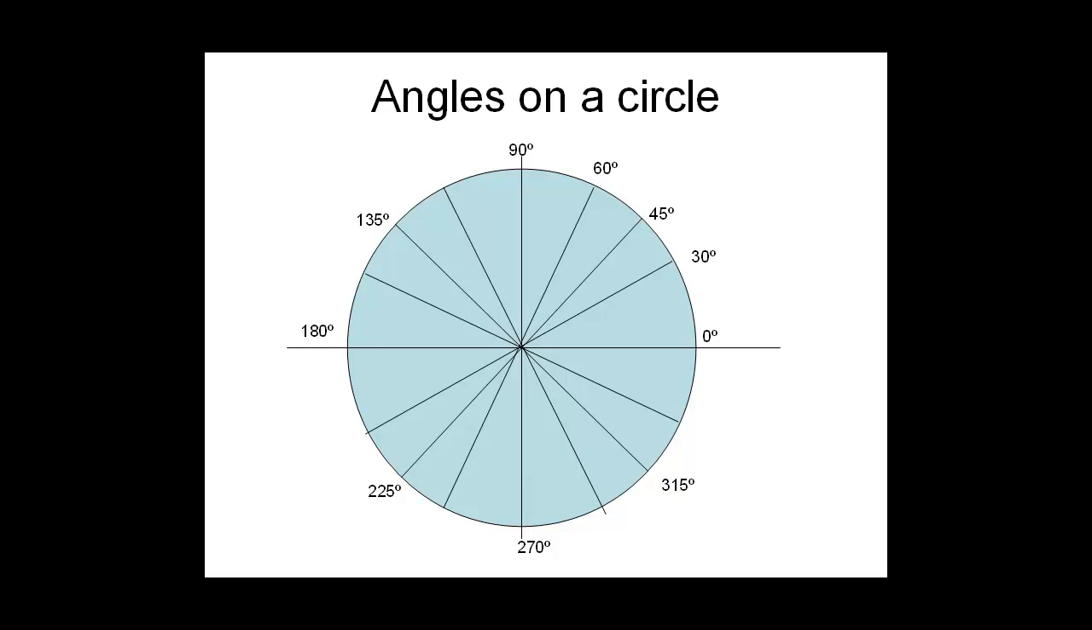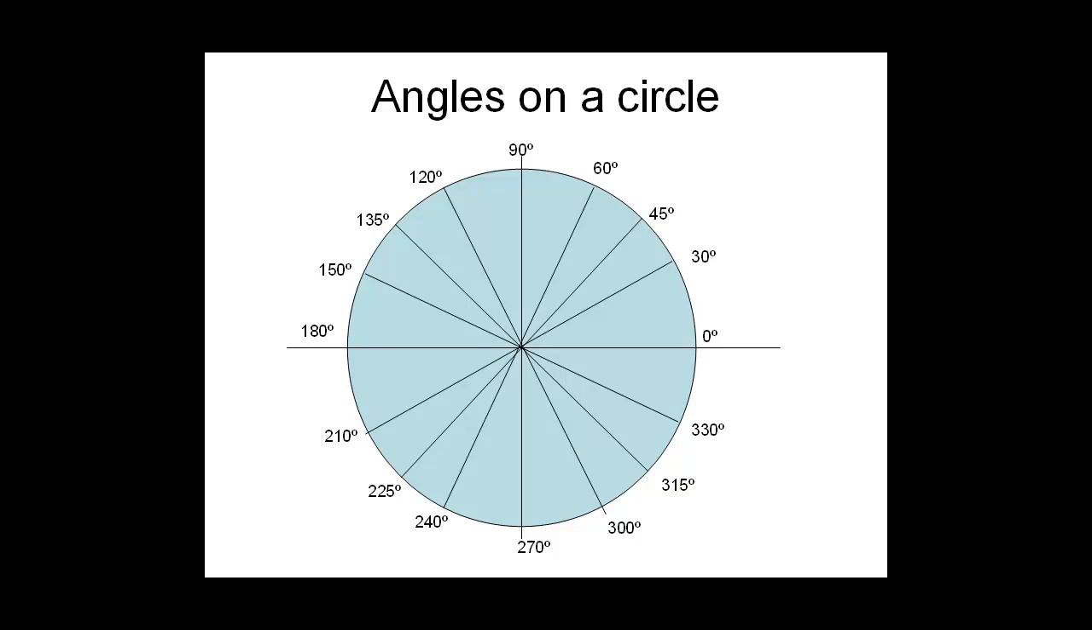90 plus 30 makes 120. Add 30, 150, add 30, gives you 180. Add 30, gives you 210, and you can just keep going. Add 30 more is 240. 240 and 30 is 270. 270 and 30 is 300. And 300 plus 30 is 330. So they're the angles going around a circle. And you'll need to memorize those.